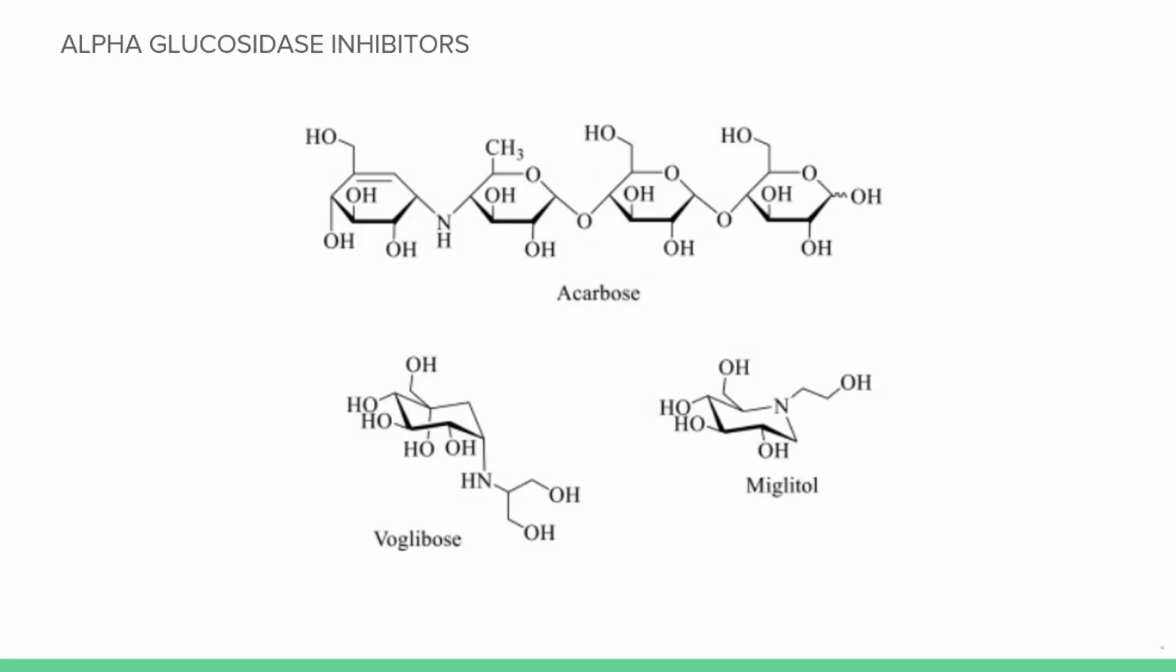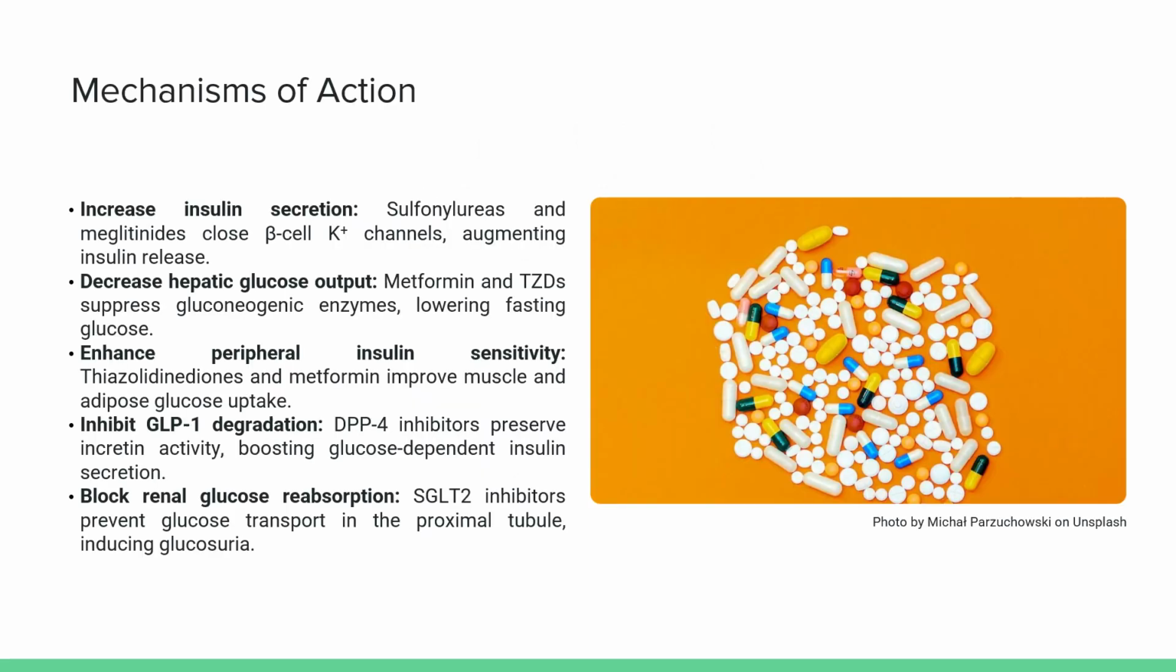Then in the case of alpha glucosidase inhibitors, we have a common drug that is acarbose, which is an oligosaccharide, and voglibose is another sugar moiety also attached with the drug. Miglitol also comes under alpha glucosidase inhibitors. So these are the important classes of drugs which come under oral hypoglycemic agents, and their structures.